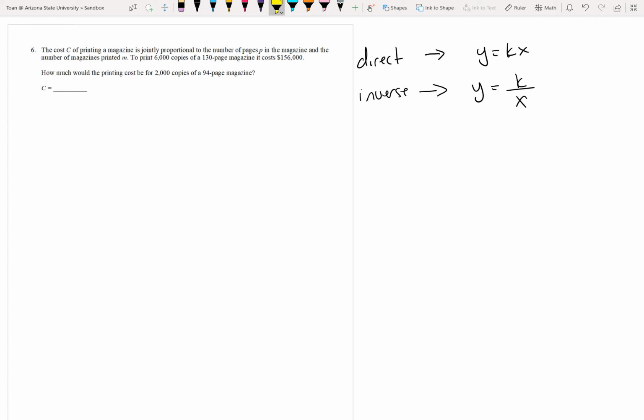So let's read this. What are the players involved? The cost C of printing a magazine is jointly proportional. So the moment I read that word, jointly proportional, inversely proportional, directly proportional, I'm going to put the variable equals k. So we're talking about cost equals k. Now I have to figure out, okay, what are the players involved? We have the number of pages P, and the number of magazines to be printed M. So, since it's jointly proportional, jointly just means more than one direct, they all go on the same level. So P and M all go on the same level.